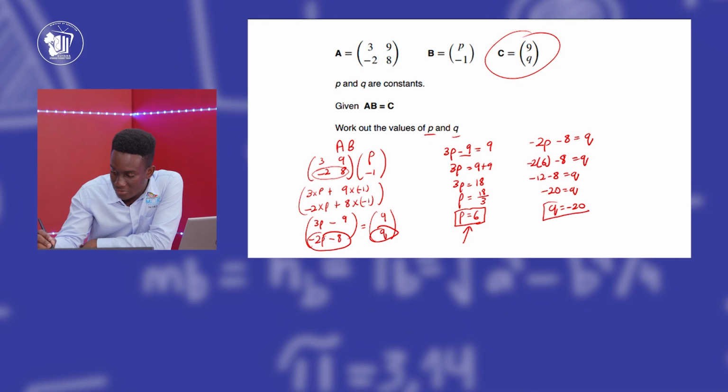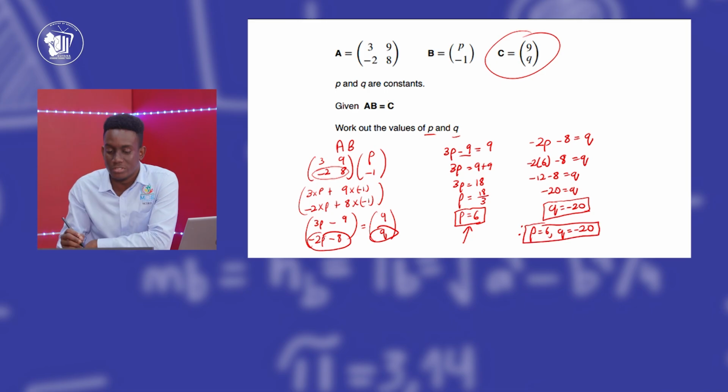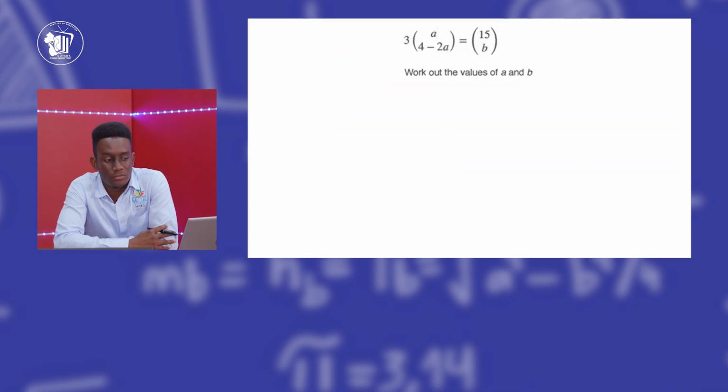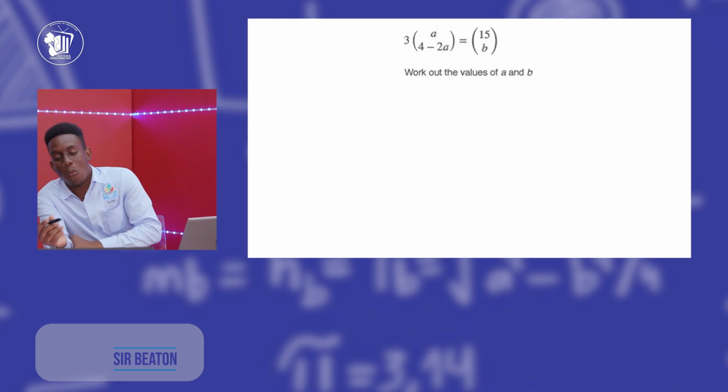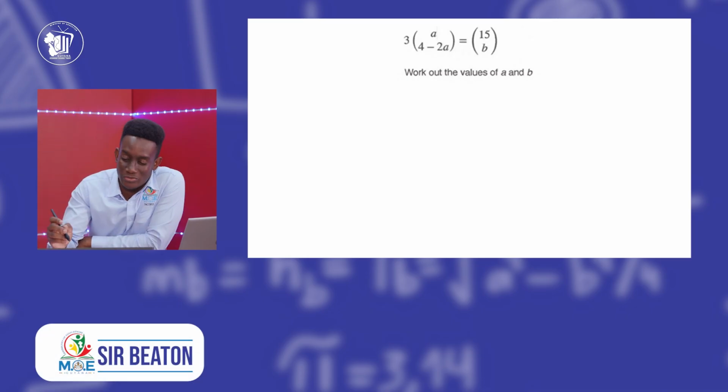So we have our value for q and our value for p. So we can say therefore, p is equal to 6 and q is equal to negative 20. And these are our two values. So now let's move on to another example to cement this concept. So we have 3 open bracket a, 4 minus 2a, is equal to 15 and then b. So they want us to work out the values of a and b. So what we need to do is equate these two matrices and then solve.